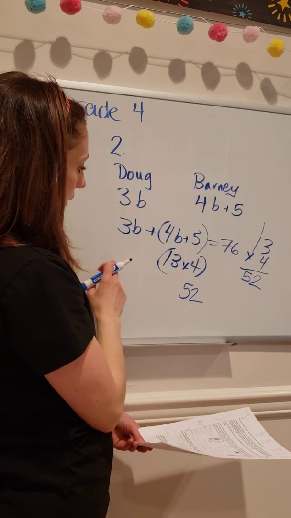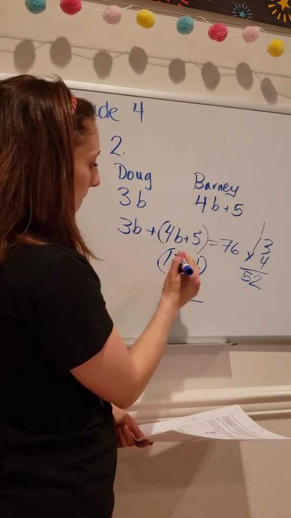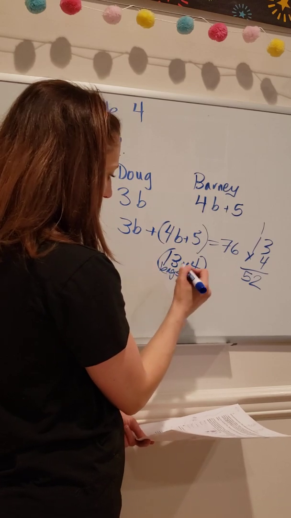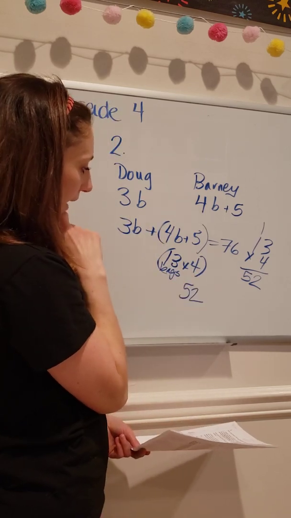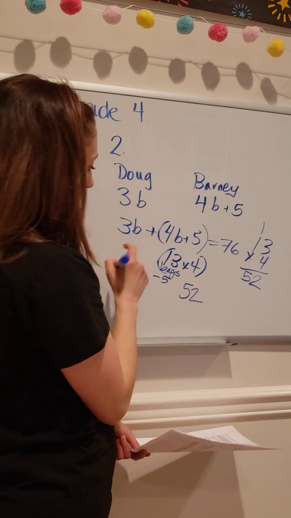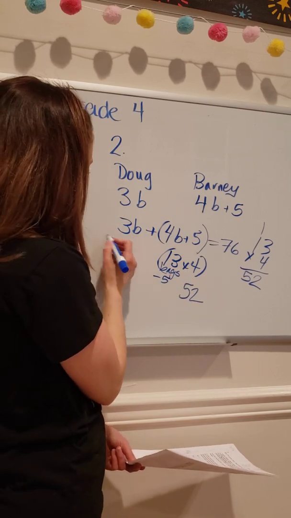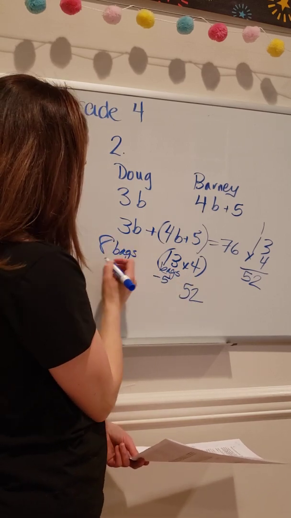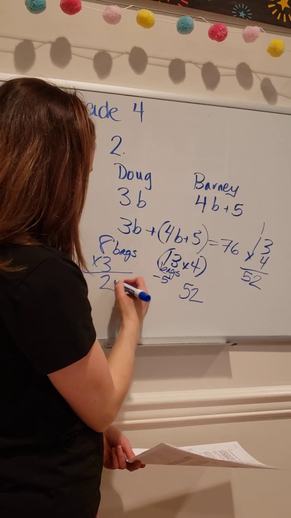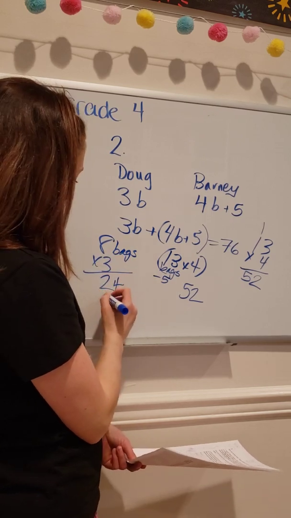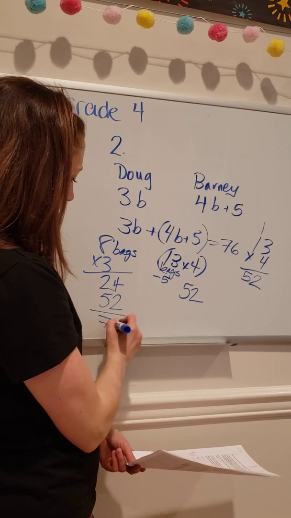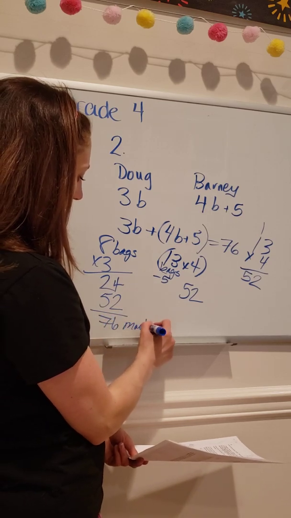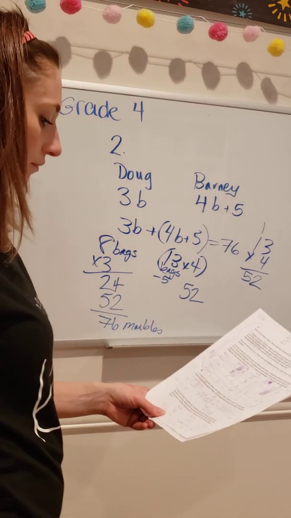And that means if he has 13 bags times 4 marbles per bag, take away 5 bags, Doug has 8 bags. 8 times 3 is 24. And 24 plus 52 is where I get my 76 marbles altogether. Okay?